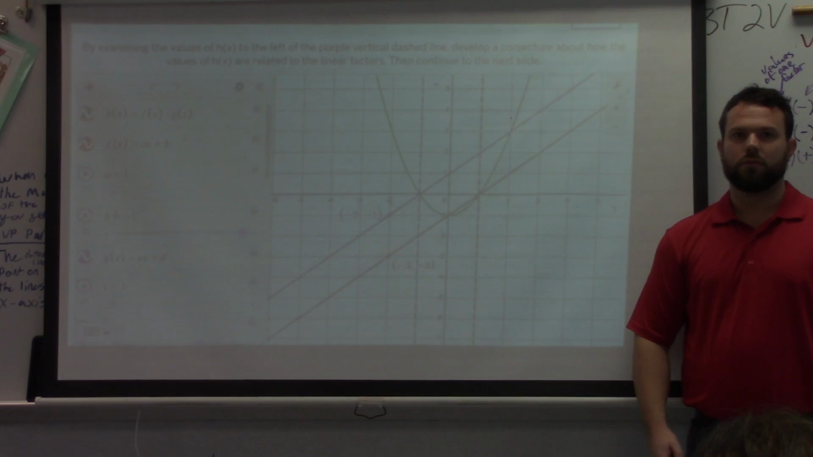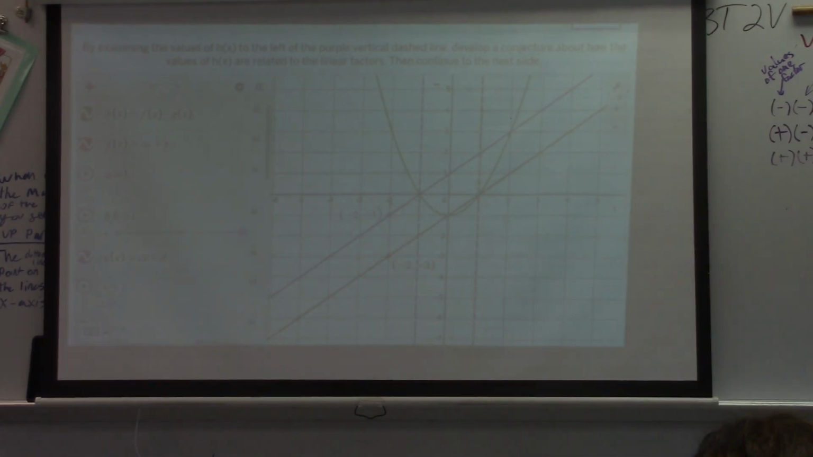Negative. So, what I made a note of with this group here is that the values, and when I say values, what do I mean? Outputs. So the outputs of one factor times the outputs of the other factor. That's what we've seen so far. A positive times a negative is negative, and this is my quadratic or dilated function. Okay?